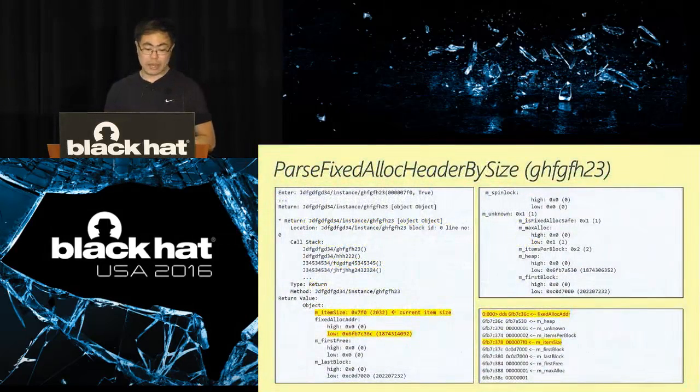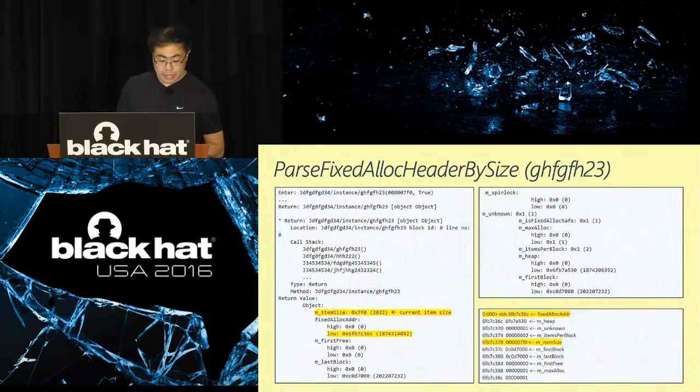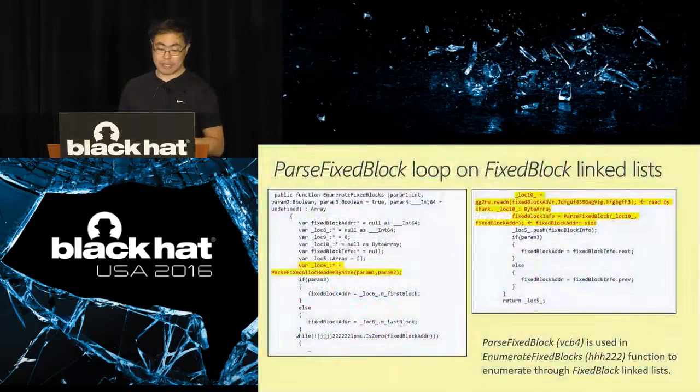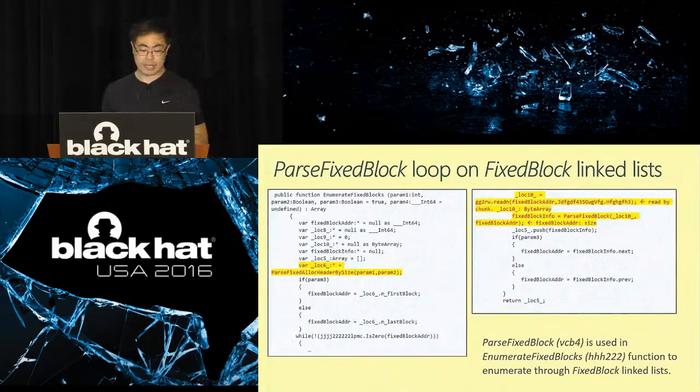When everything runs and you call parse fixed alloc header by size, if you pass the size of some specific object, it will return the actual memory address of the FixedAlloc structure. After that, the FixedAlloc structure has a linked list of fixed blocks, and it will go through those lists and look for whatever interesting object.